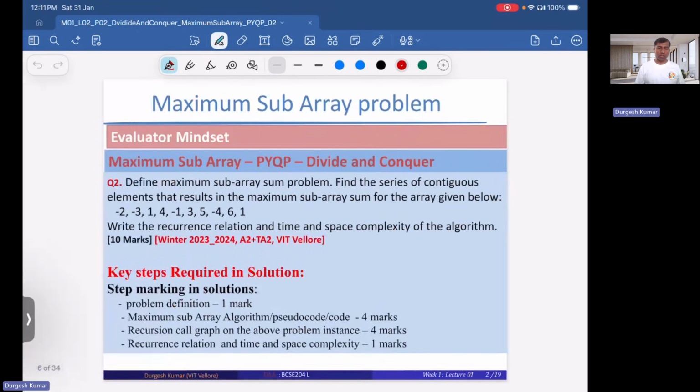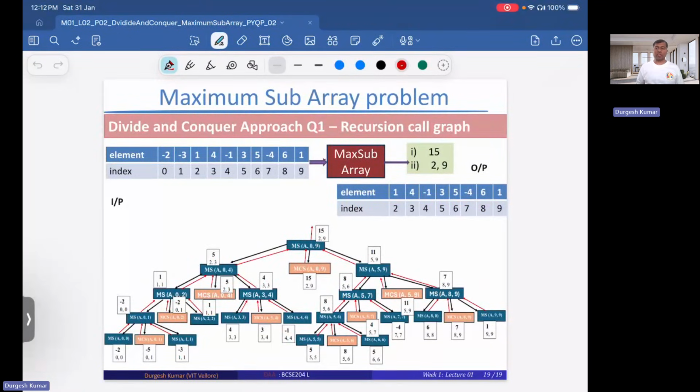So the question paper setter or the evaluator expects the problem definition, and the broad distribution of the marks will be like this. Problem definition, you will get 1 mark. Maximum subarray algorithm pseudocode, you will get 4 marks. Recursion call graph on the above problem instance, you will get 4 marks. And the recurrence relation and the time complexity, you will get 1 mark. So the final solution looks like this.